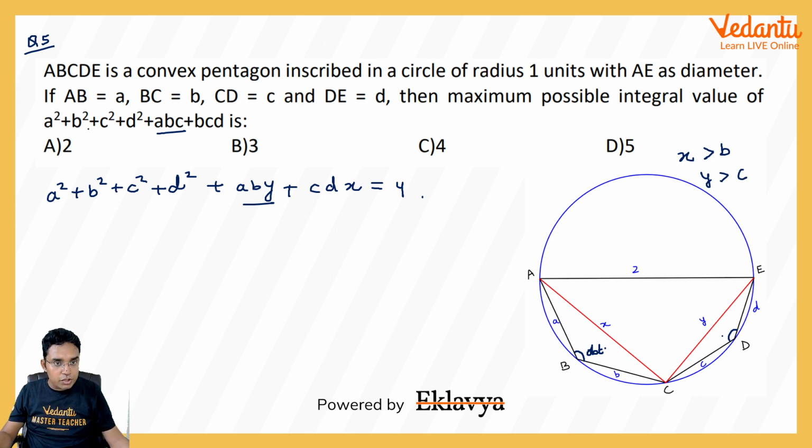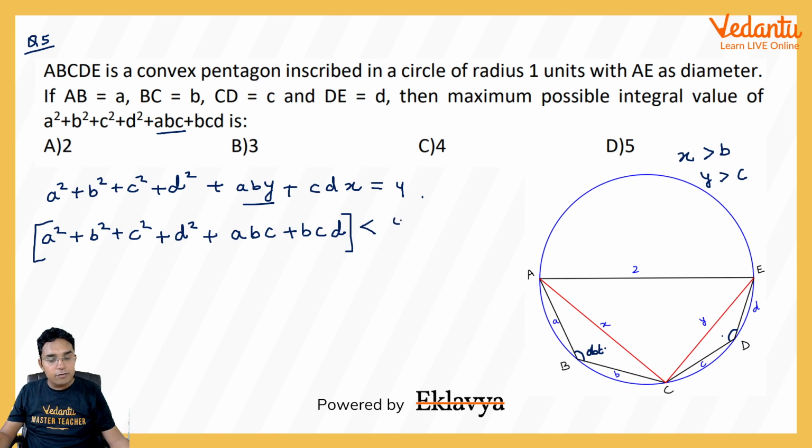So here you can check this a square plus b square plus c square plus d square, these 4 terms are as they are. Only these 2 terms, abc plus bcd, are different from this. So if we write y in place of c, and we write x in place of b, then I think this expression here will become lesser. So this will be strictly less than 4.